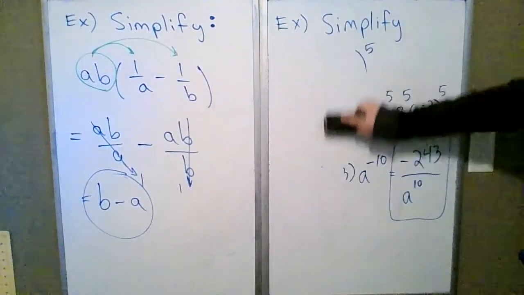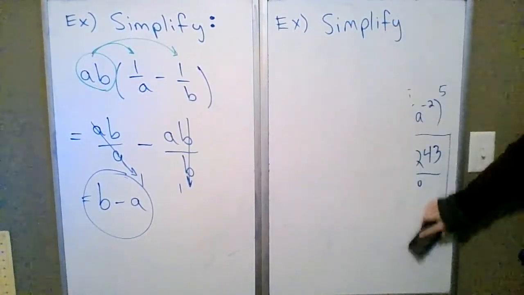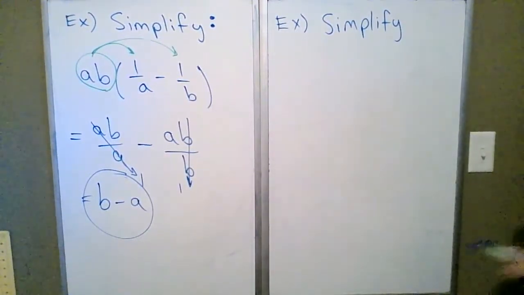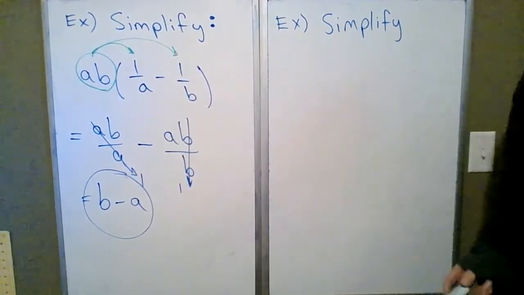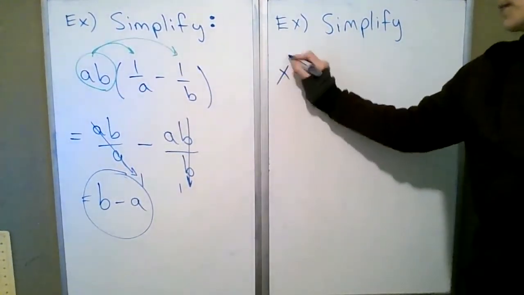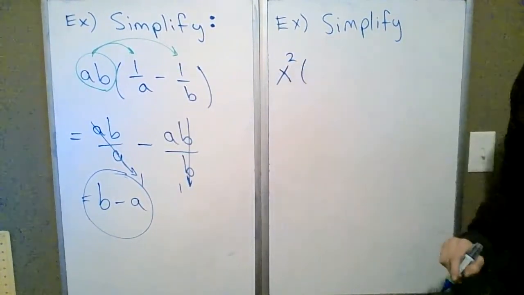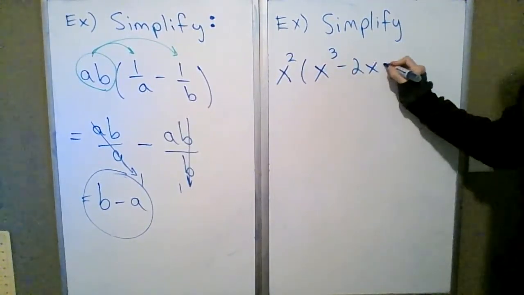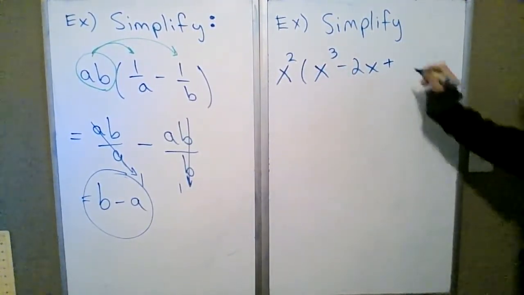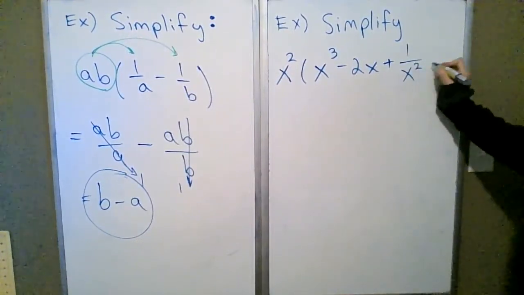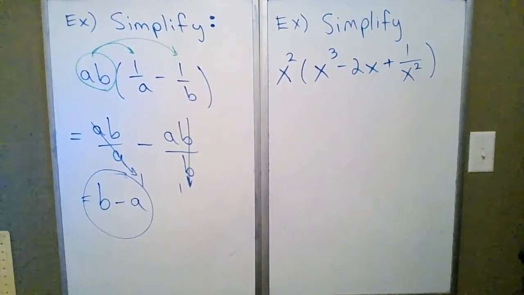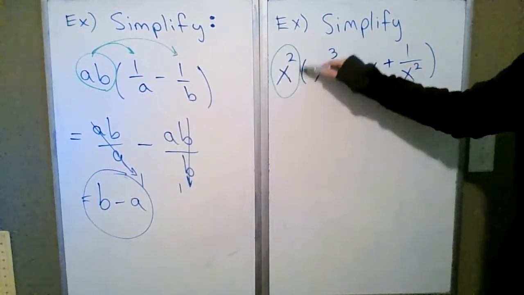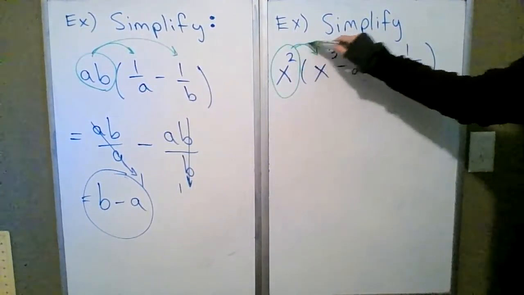Keep on working on simplifying and using the distributive property. This time you're going to distribute x squared to x cubed minus 2x plus 1 over x squared. So take whatever values multiplied with the rest and distribute it to all of these 3 terms.